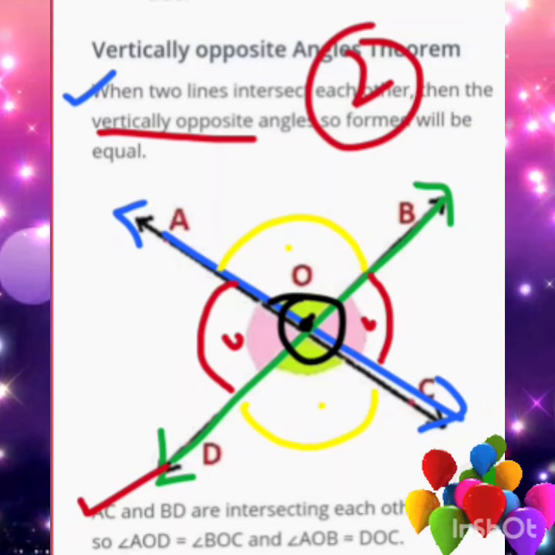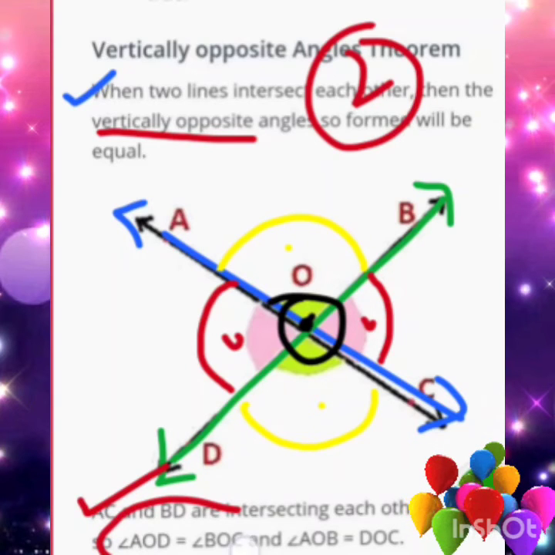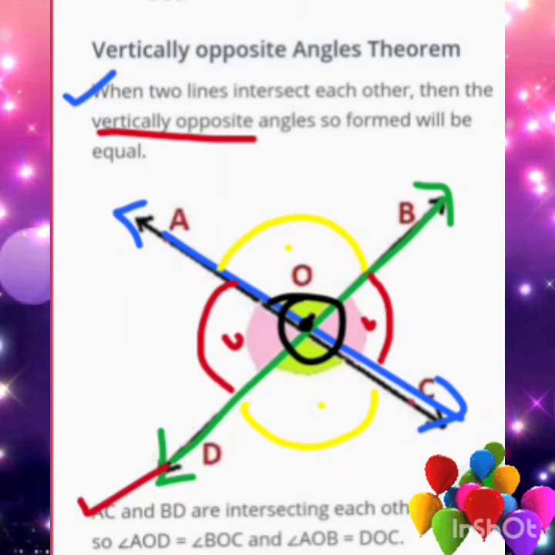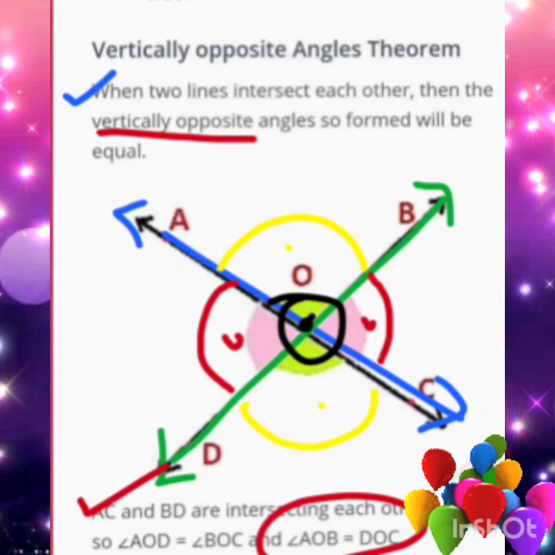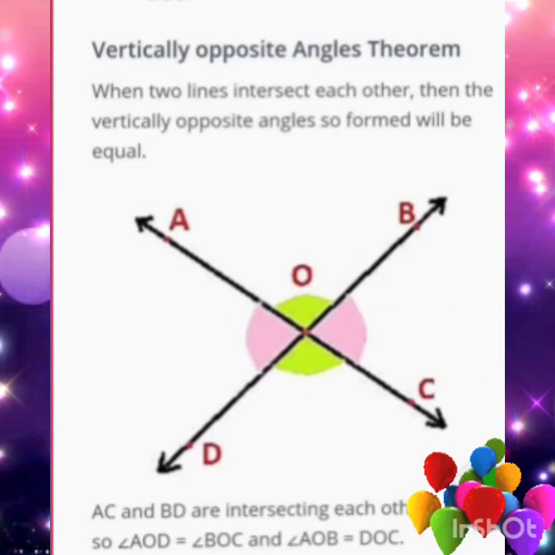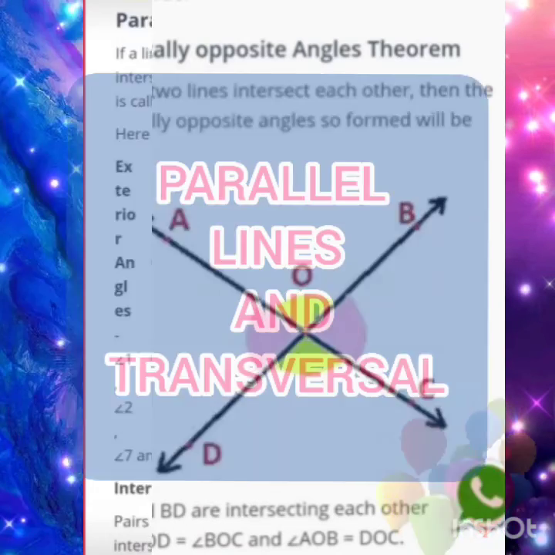There are only two pairs, my dear student. Which two pairs am I talking about? Angle AOD and BOC, which I have already marked with the red pen, and another pair which we have here is angle AOB and DOC. So in total we can find two pairs of vertically opposite angles when two lines intersect each other at a particular point.